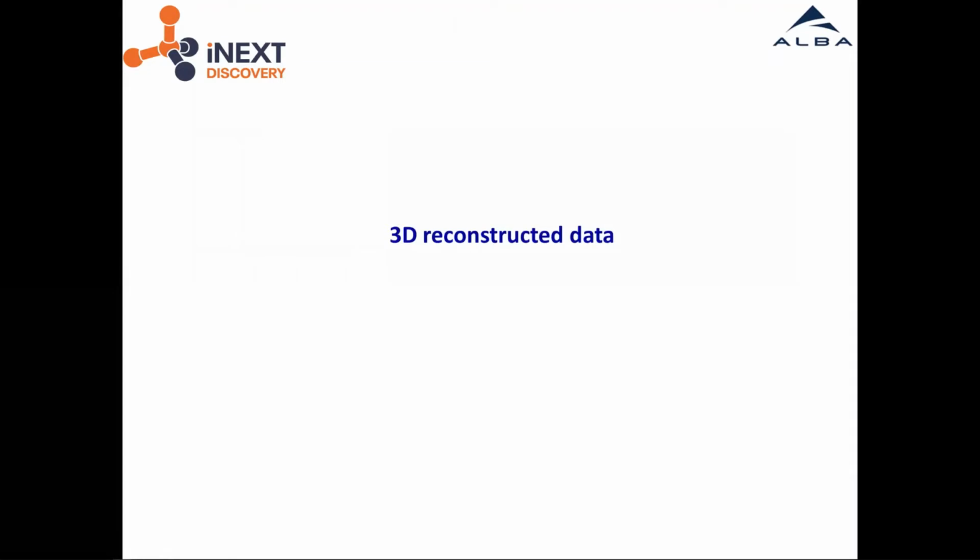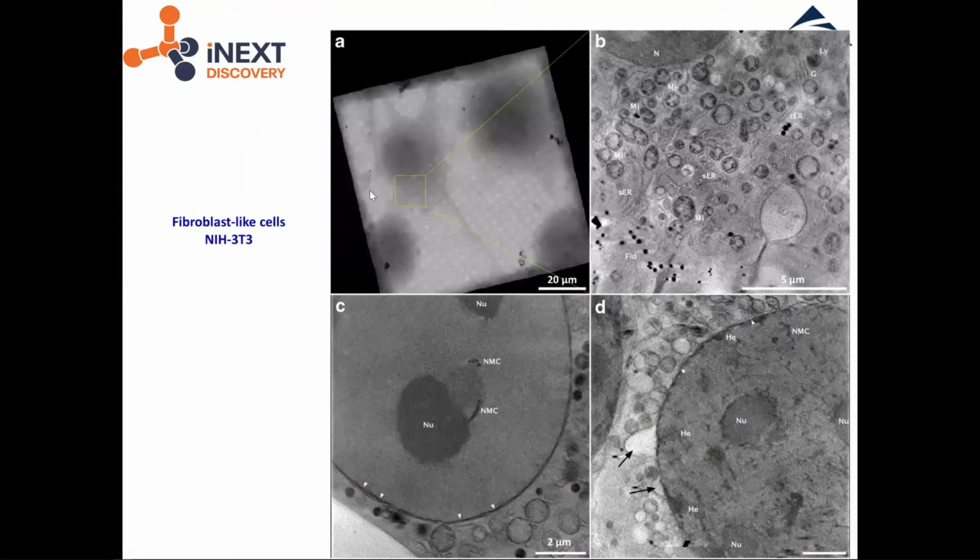So what can we see from our reconstructed volumes? In this case, I'm showing some fibroblast cells. You have on the upper left corner one of the grid meshes where you can see 4 cells. The yellow square again shows the region on the right upper corner, which is the reconstructed volume, where you can see mitochondria, lipid droplets, the ER, plasma membrane, the nucleus on the upper corner.